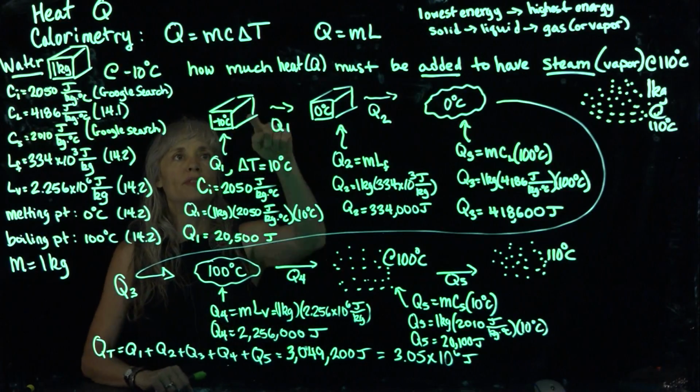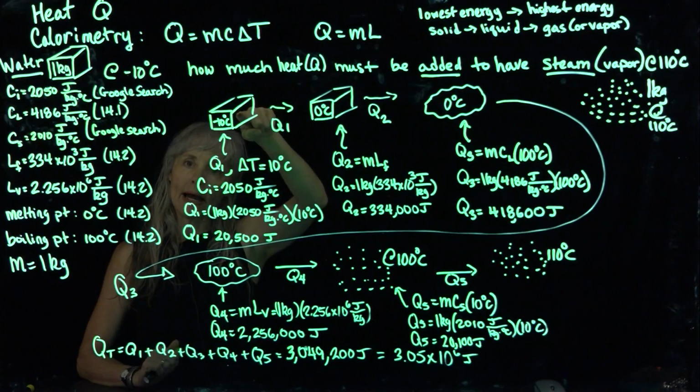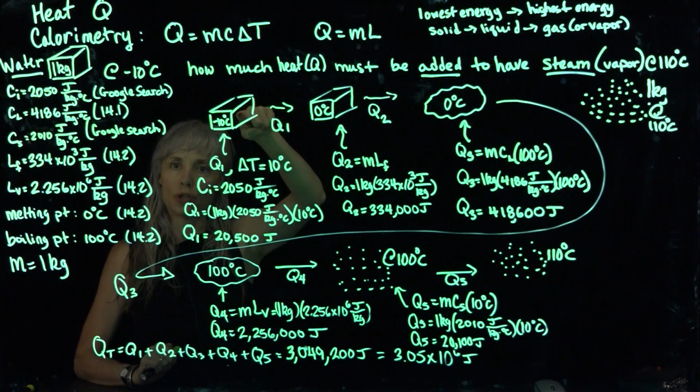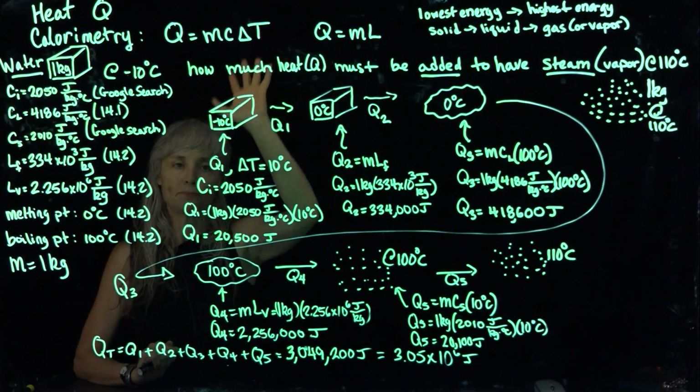So we start off with this cube of ice at minus 10 degrees C, and we begin to add heat energy to this block. What will happen? Well, the temperature will change because it's not at its melting point and it's not at its boiling point. And the temperature will continue to change until it reaches one of those points. The equation that governs that, of course, is mc delta T.